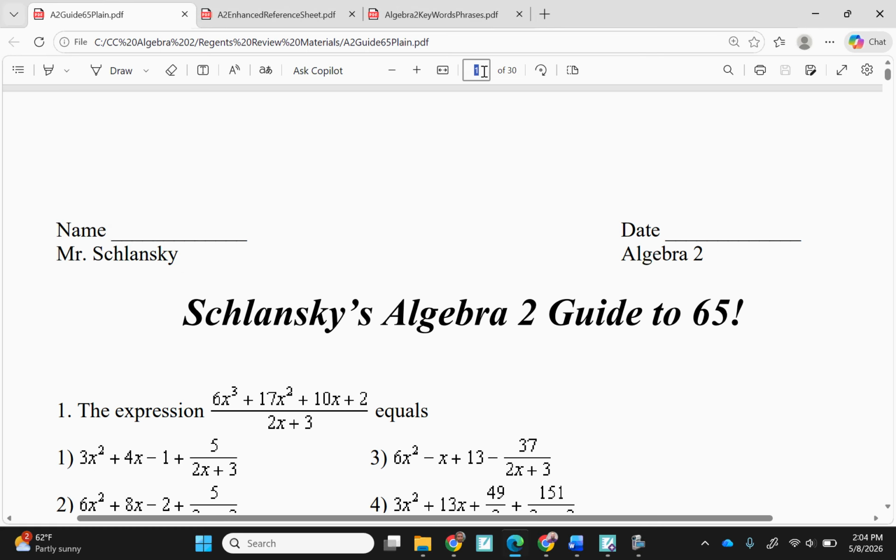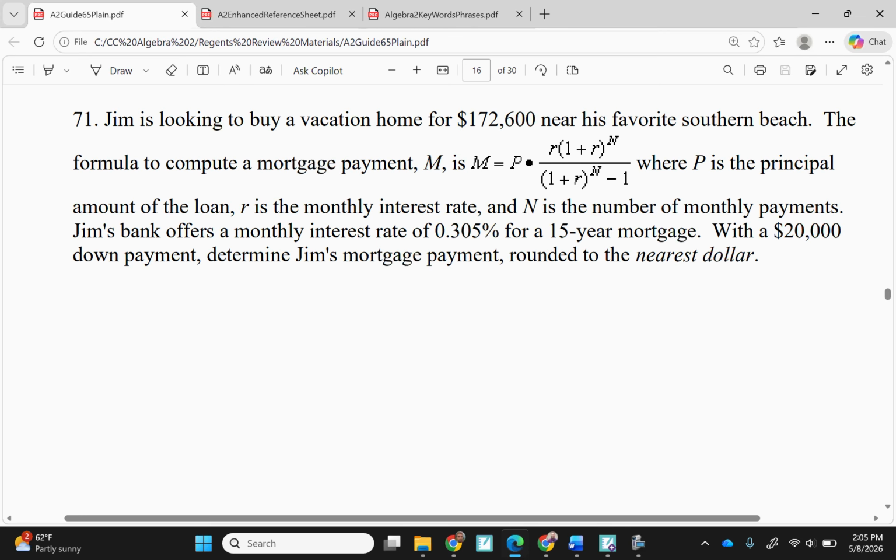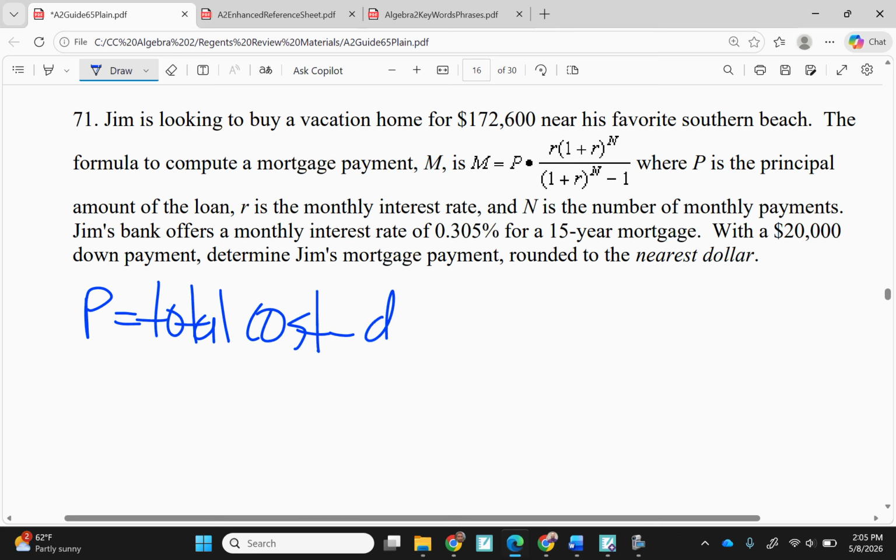Mortgage problems. For mortgage problems, they're always going to give you the formula, and it's always going to be the same four variables. There's always the same twist on each. Your P, your amount borrowed, is always your total cost minus your down payment. Your N, your number of monthly payments, is always 12 times the number of years. And the percent, just like anything, you always have to make into a decimal.